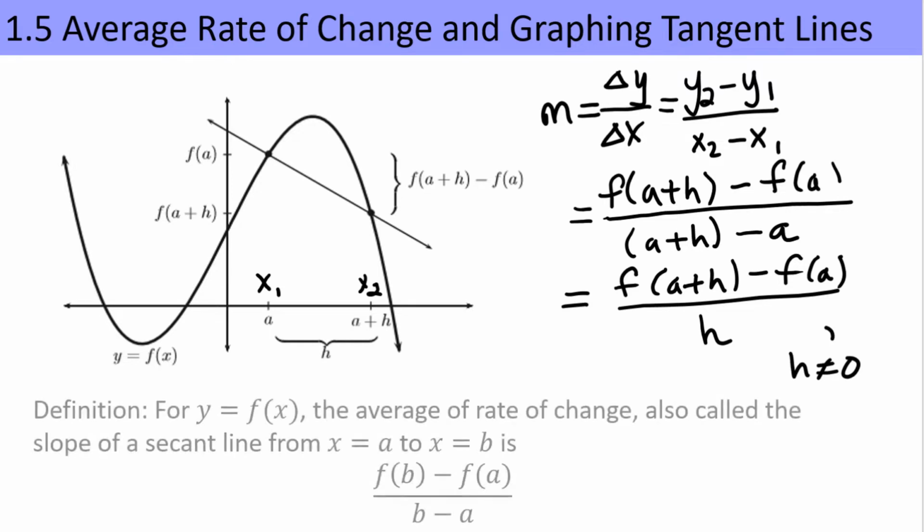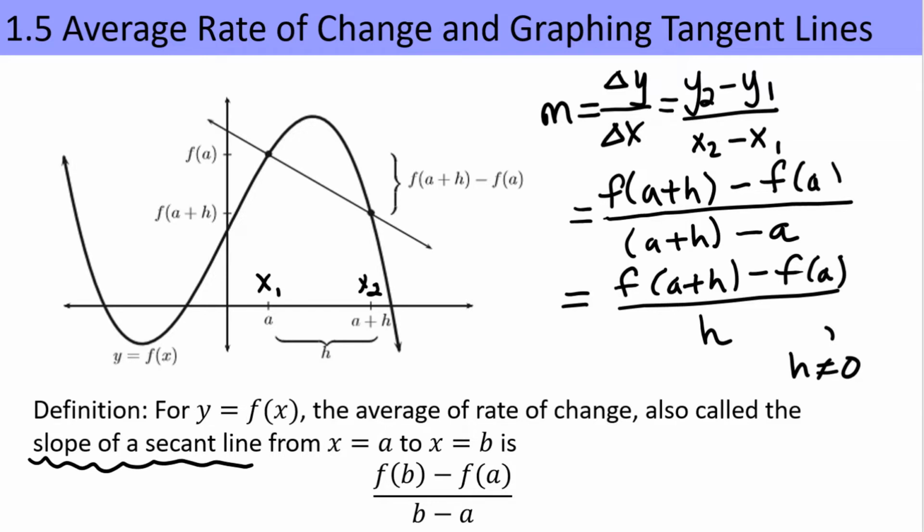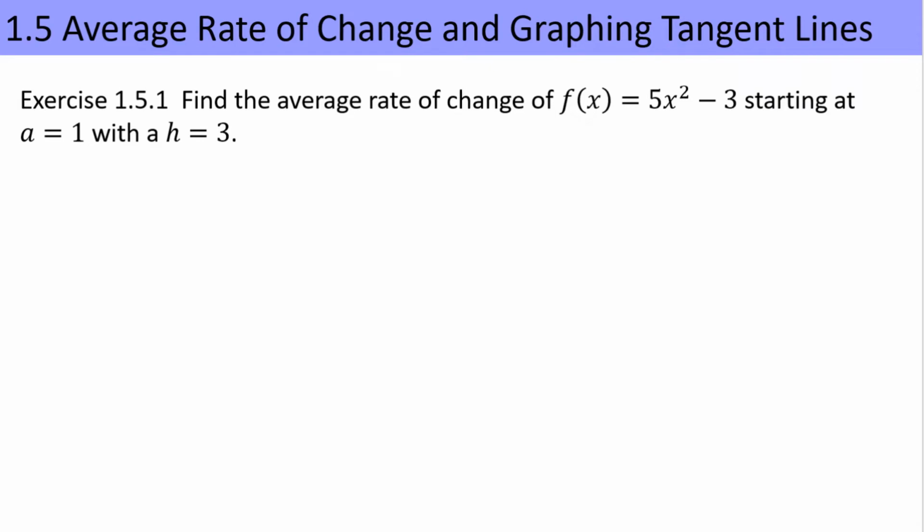We have another definition. For y equals f of x, the average rate of change, also called the slope of the secant line from x equals a to x equals b, and for our drawing, b corresponds to the point a plus h. That average rate of change is f of b minus f of a divided by the quantity b minus a. Example, find the average rate of change of f of x equals 5x squared minus 3, starting at a equals 1 with a horizontal distance of h equals 3.